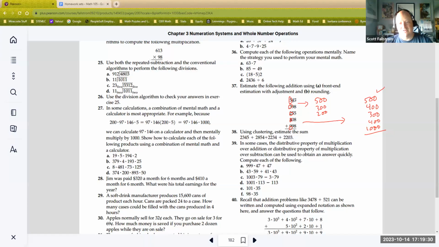So the front end, when I do this, then I would say, okay, now I want to add something on. So for the 500, I would probably add a 40. For the 398, I'd probably add 100 as my adjustment.